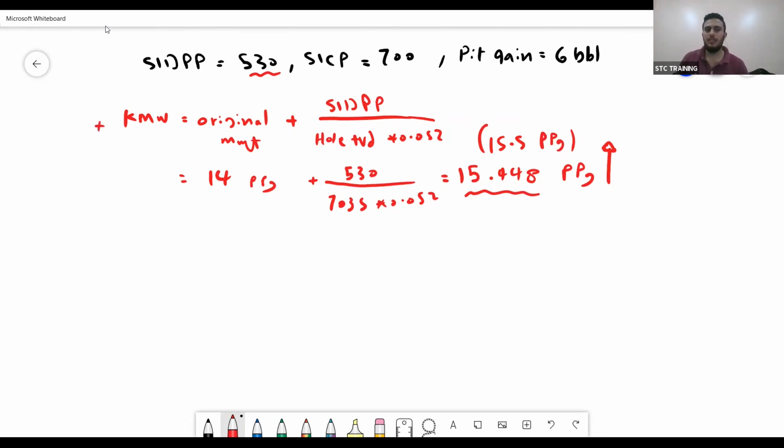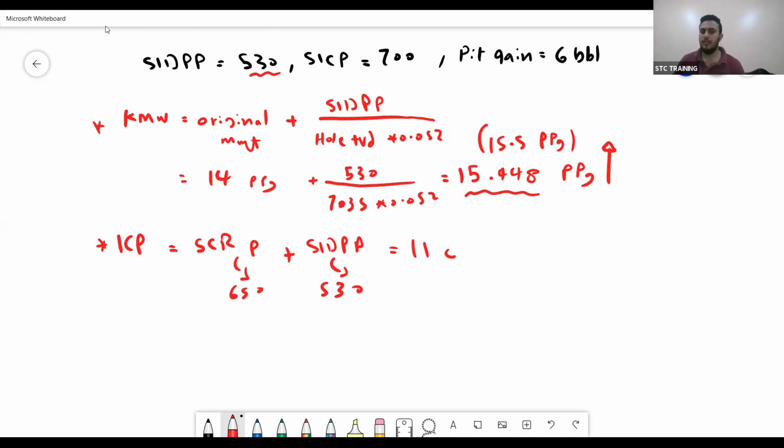Then gonna calculate the second requirement in our second page called ICP or initial circulating pressure equal what? Equal SCR pressure, slow circulating rate pressure or dynamic pressure, plus shut-in drill pipe pressure. Okay, so here SCR pressure, say we have 650 and shut-in drill pipe pressure about 530. So the answer here will be 1180 PSI. Okay, this is for ICP. We're gonna tell you in details about ICP and FCP during conducting the killing method.